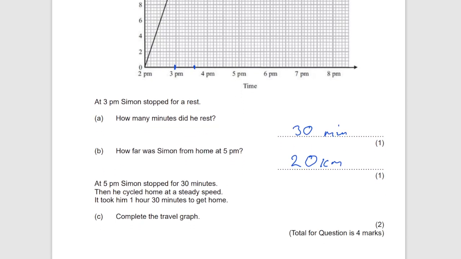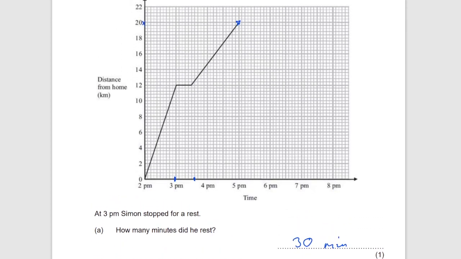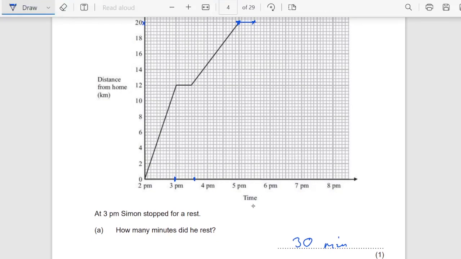At 5 p.m., Simon stopped for 30 minutes. He then cycled home at steady speed. It took him an hour and 30 minutes to get home. Complete the time graph. So we're going to stop for 30 minutes. And then if it takes him an hour and a half to get home, and we're starting off at 5:30, he's going to get home at 7.